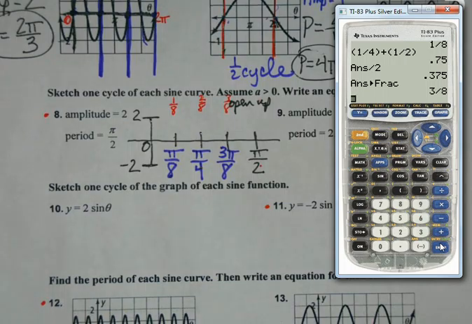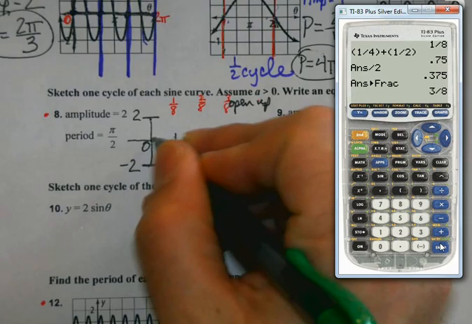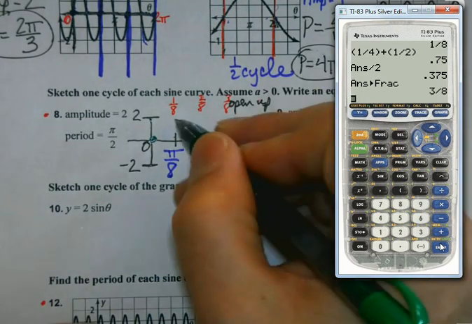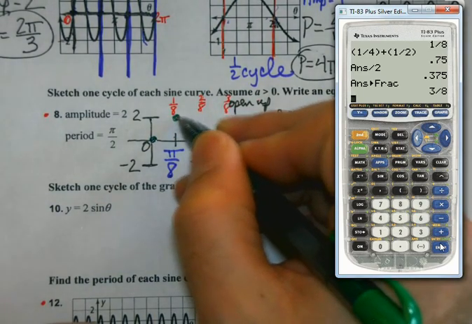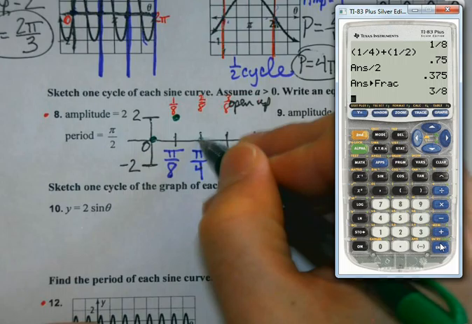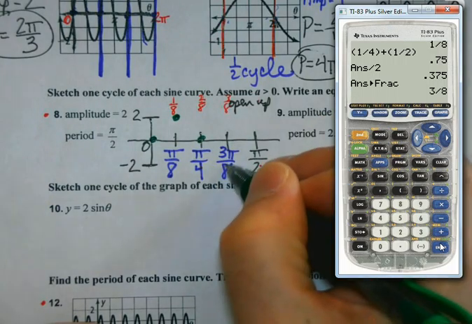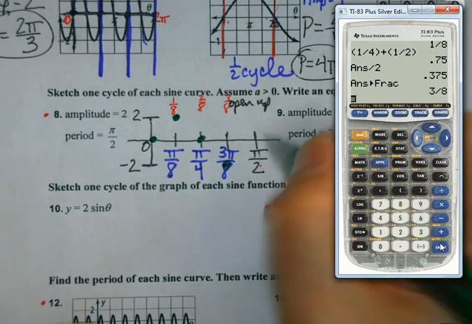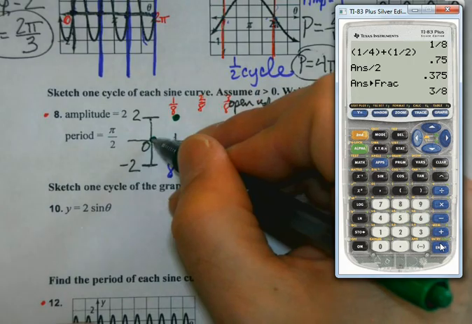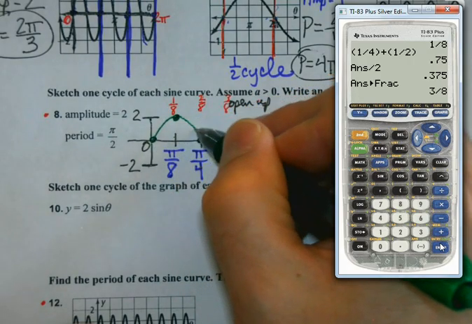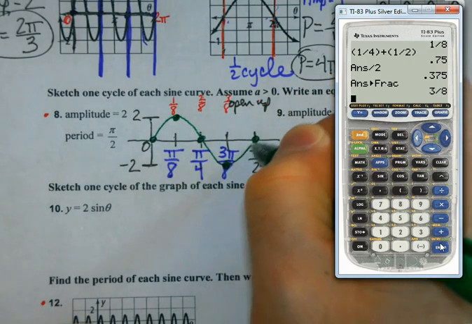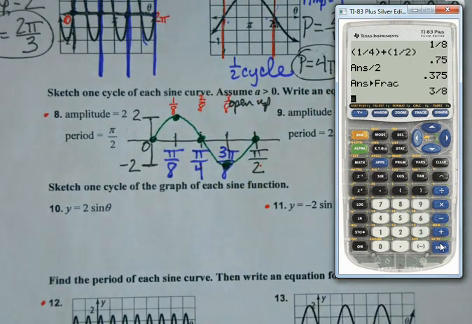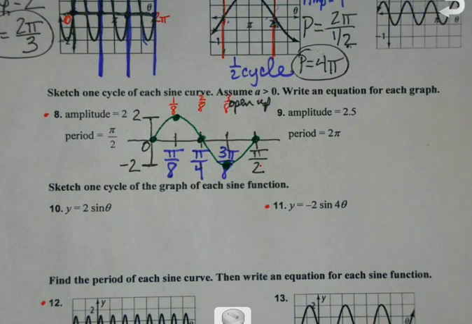And then again, with my sine graph, we always start at 0. And if we open up, we go up to the max, back down to 0, down to the minimum, back up to 0. We're always going to get that curve that goes above and below the x-axis. And then I'm set.